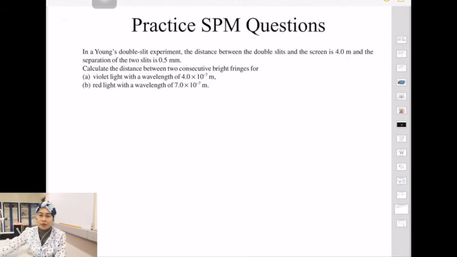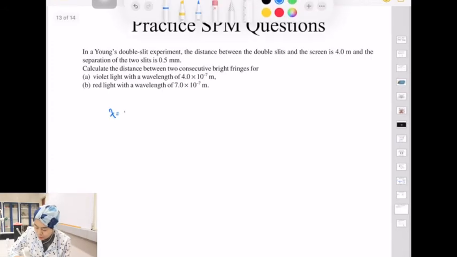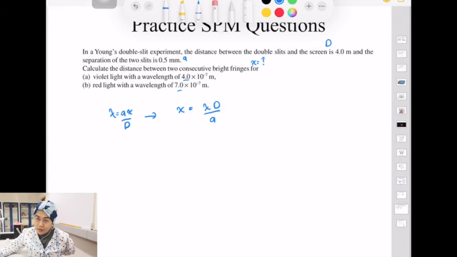Okay, another practice question. You can pause the video and try this out. Okay, so this question is using the formula again, which is lambda equals to AX over D. Okay, what is given to you here is D, and then separation between two slits, this will be A, and you need to find X. Okay, and wavelength is given here. All right, so let's rearrange this formula to be X.